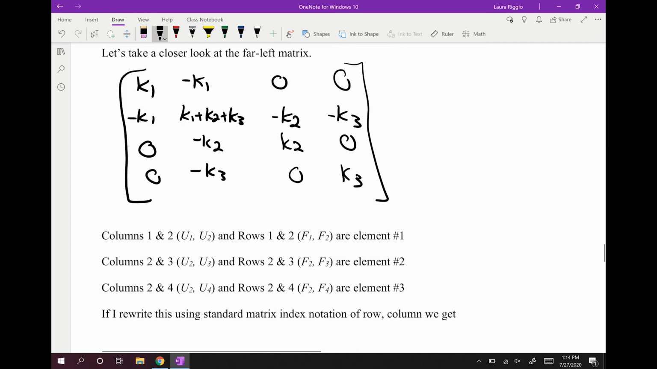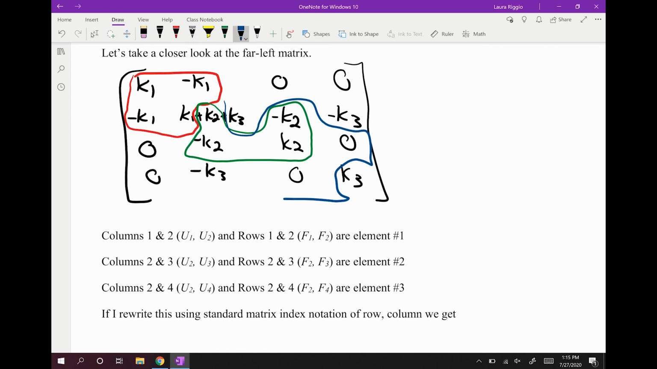We can show that for columns 1 and 2 and rows 1 and 2, so these 4 K1s are for element 1. Columns 2 and 3 and rows 2 and 3 are for element 2. That's where these 4 K2s come from. And then columns 2 and 4 and rows 2 and 4 are for element 3. That's where all of these K3s come from.